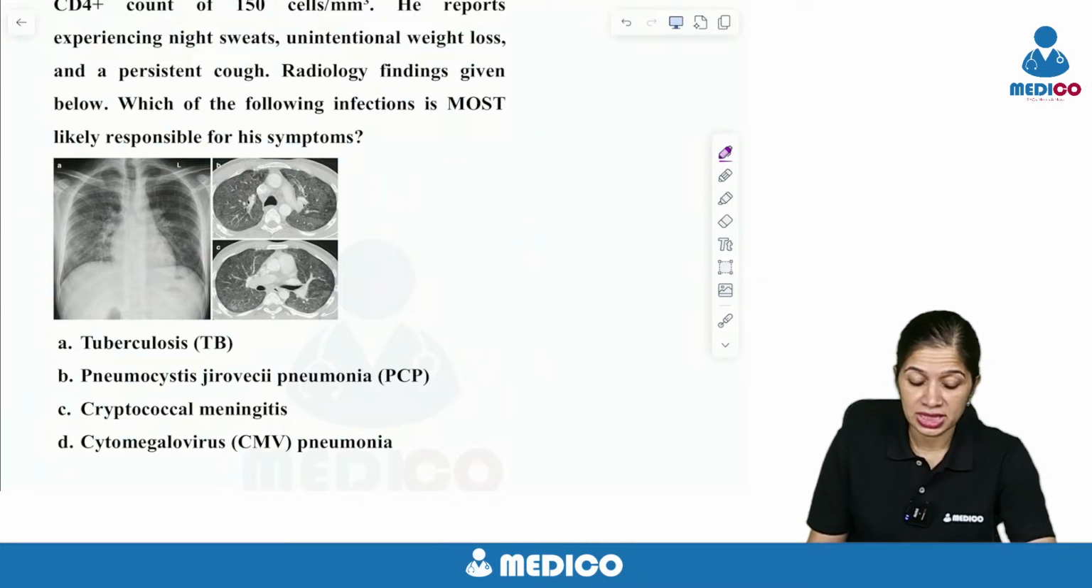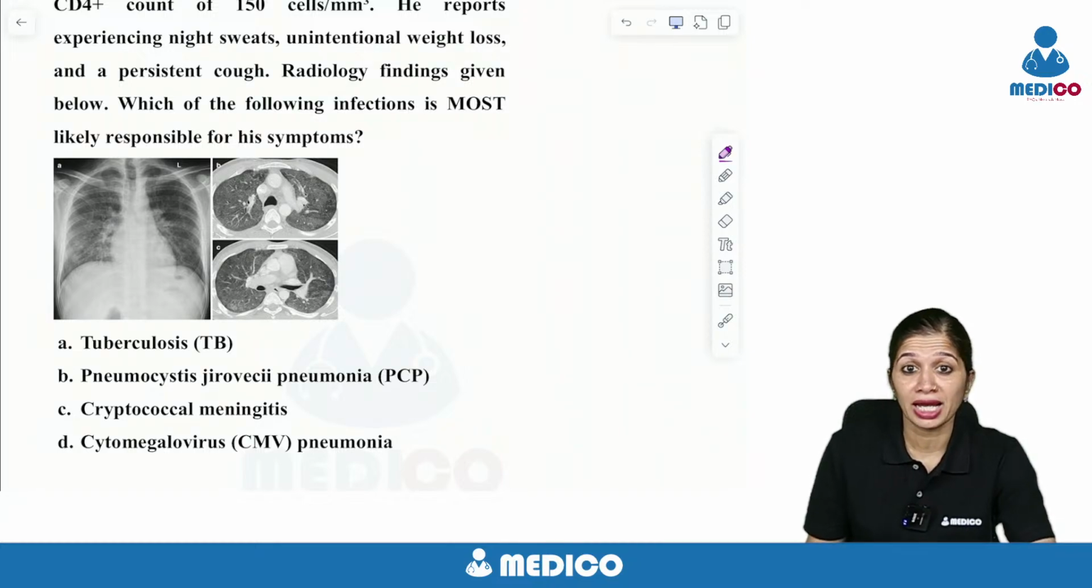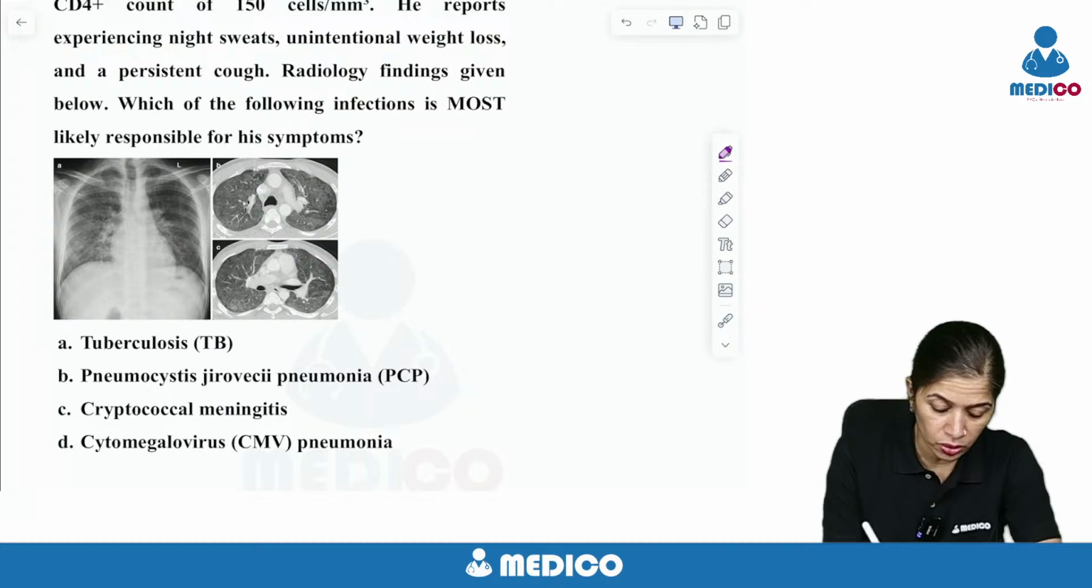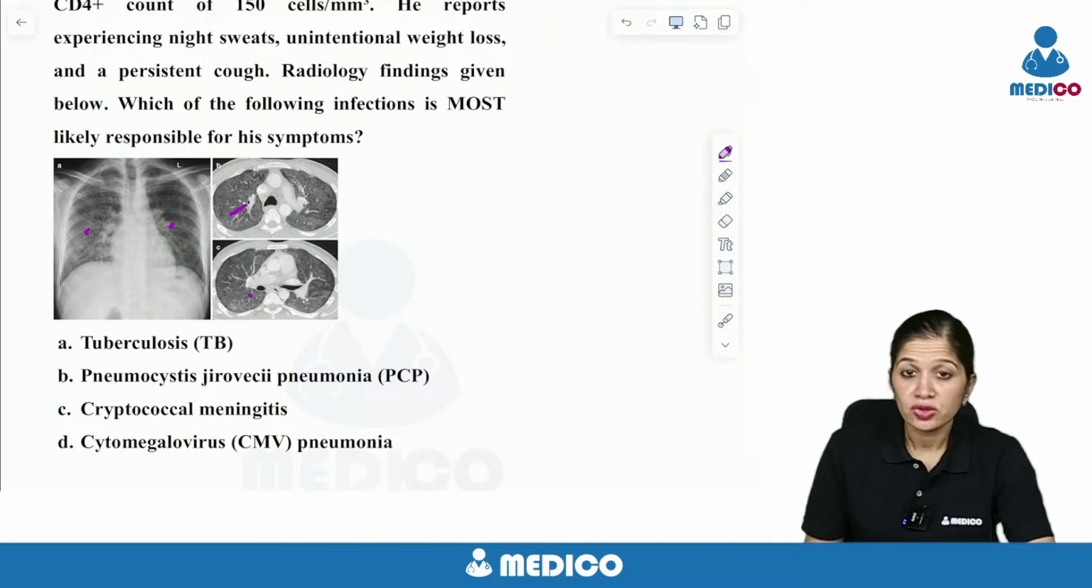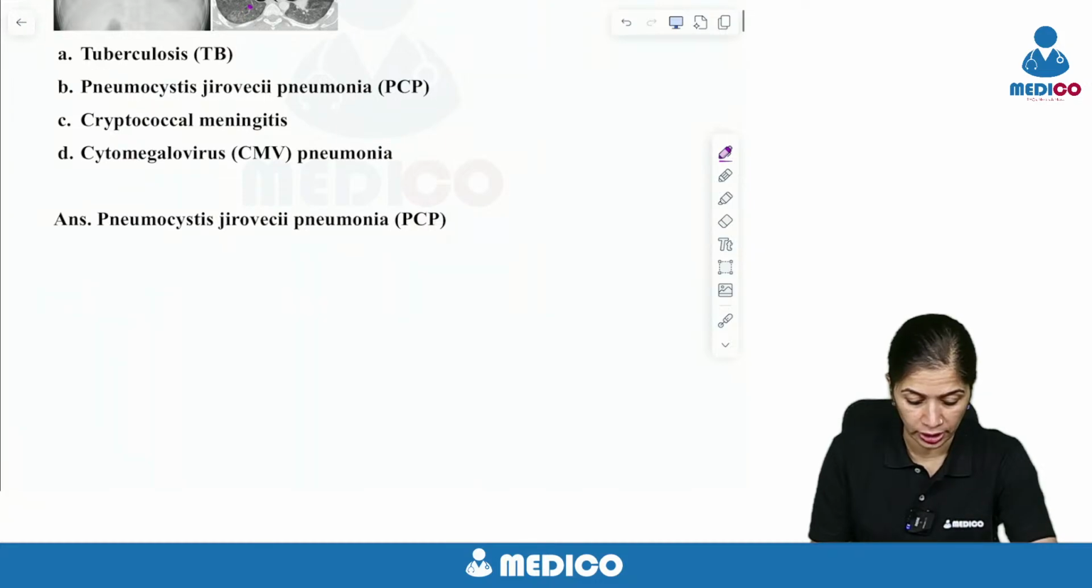Now here you can see that the X-ray shows some diffuse bilateral infiltrates, and the CT also to some extent shows some ground glassing. You can make out some ground glassing here. Here you can see the infiltrates also bilaterally. So the right answer here is also, like I said, pneumocystis jirovecii pneumonia.